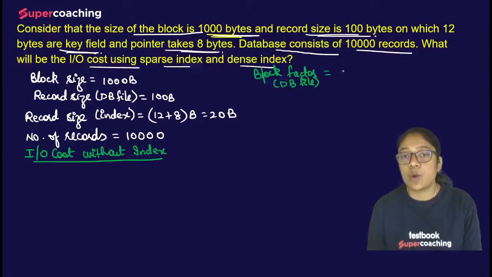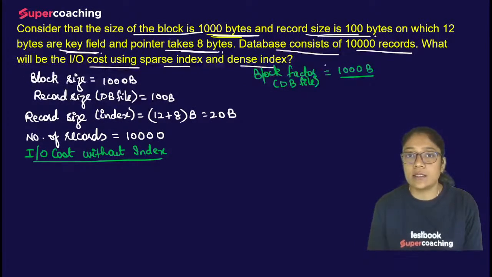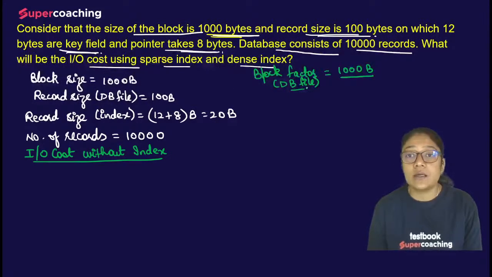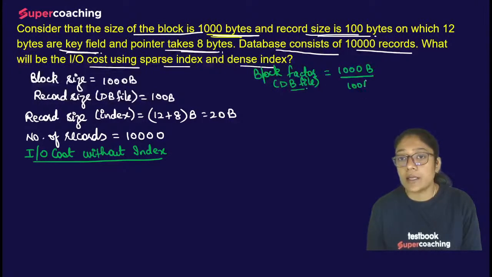Block factor is block size upon, this is the block size. We have already written the formula, right? I need not write it again. Block size upon the record size. We are finding the block factor of the database file, so that is 100 bytes. So that comes out to be 10.